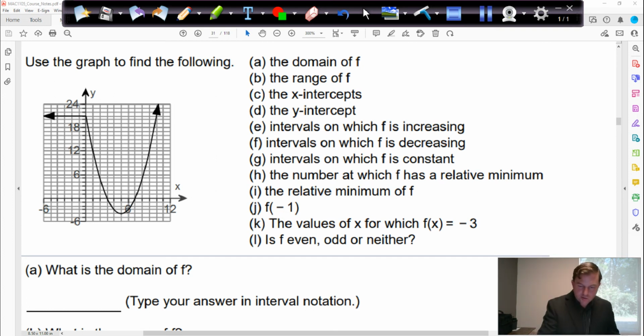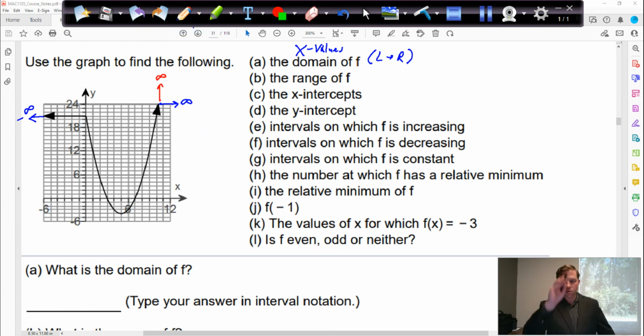So the first thing it asks for is a domain. Now the domain is always x values, and you're always considering this left to right. So you're saying, okay, this graph with this arrow means it goes off to minus infinity. And then it has this slanted upwards arrow, which means two things. It's going to keep going to the right, but it's also going to keep going up. So there's two infinities there, an infinity going up and an infinity going to the right.